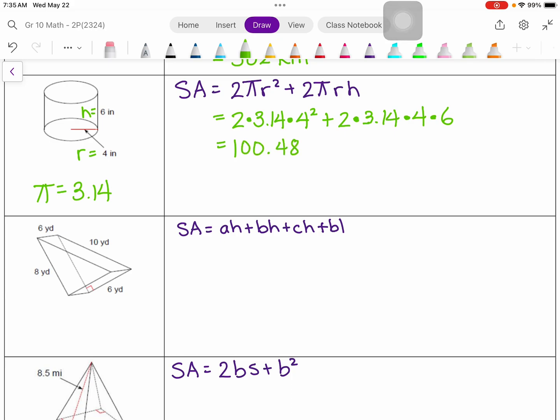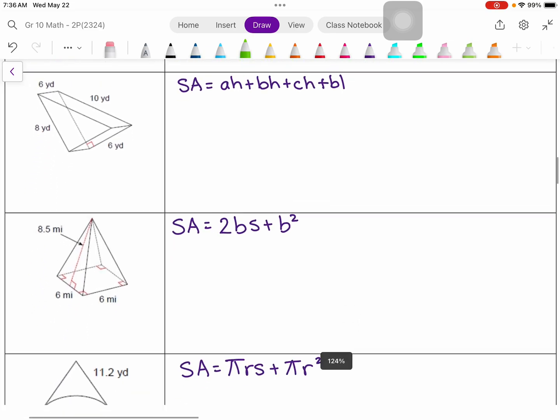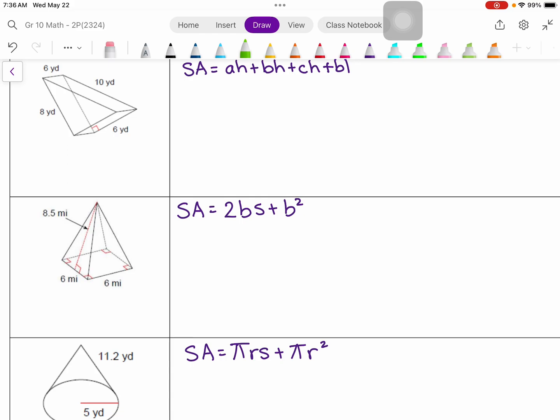100.48. And then I have 2 times 3.14 times 4 times 6, which is 150.72. And now I'm going to add these two amounts, and that's equal to 251.2 inches squared. Next shape we have is a triangular based prism.